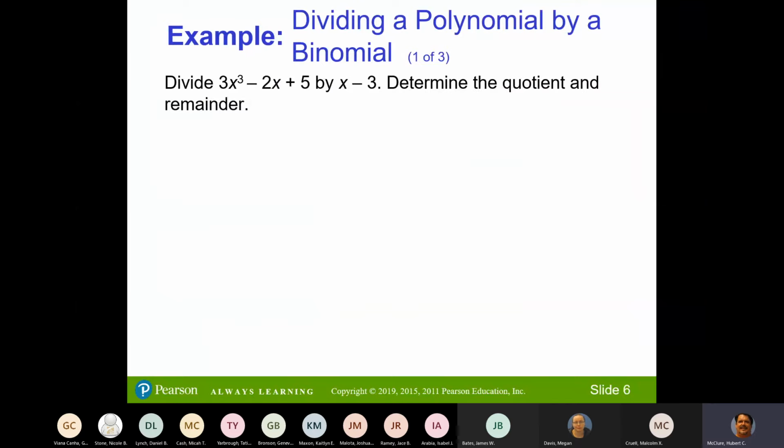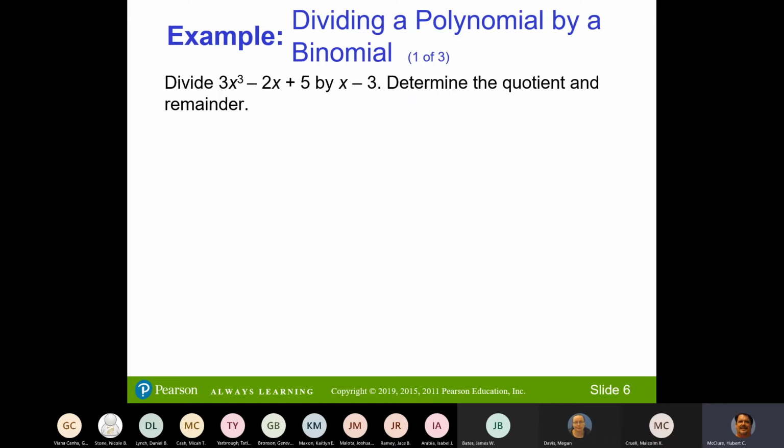So x minus 3 into 3x cubed minus 2x plus 5. Well, the first thing I've got to do is the first rule of division. I've got to make sure I've got all mine from x to the first down to x to the 0 and x to the third down to x to the 0.